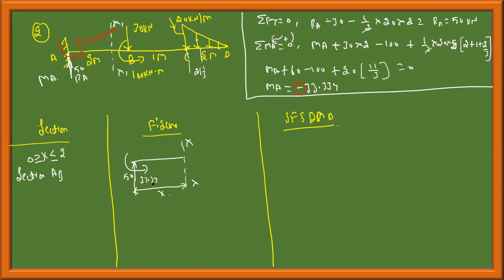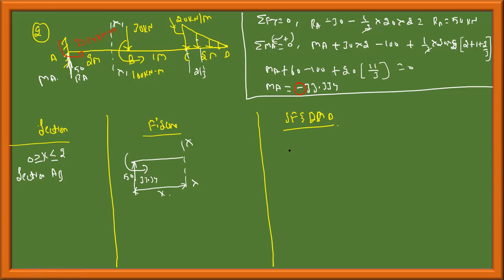From the section to the left extreme, I am clubbing all the forces and moments from one end. The sum of all the vertical forces from one end is the shear force. The sum of all the moments from the left-hand end to that section is our bending moment.